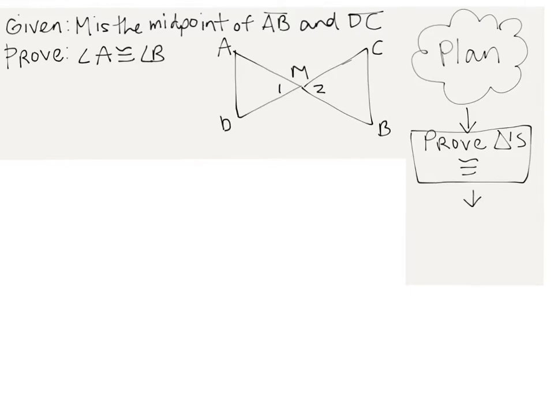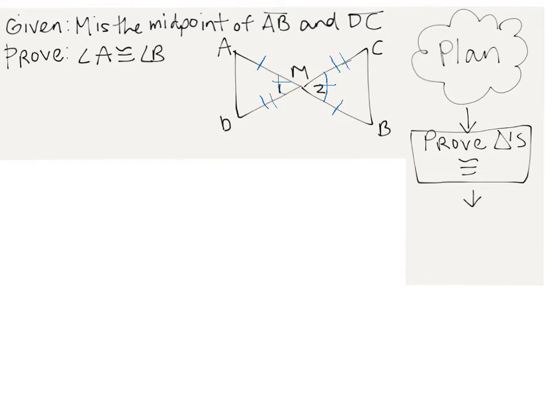All right, let's talk about this. What's given is that M is the midpoint of AB and DC. Automatically, I know if it's the midpoint, then I know that this side is equal to this side. And if M is the midpoint of DC, then this little piece is equal to this little piece. We're getting somewhere. Now, they wouldn't have labeled angles 1 and 2 there unless they wanted us to see it. Angle 1 and 2 are vertical angles. That means those angles are congruent.